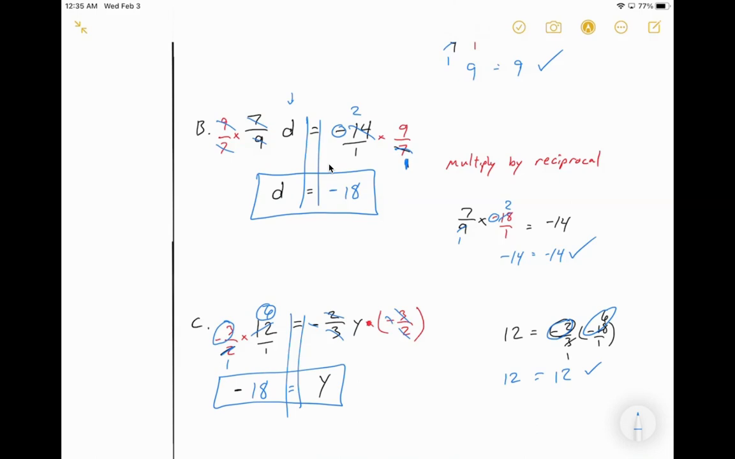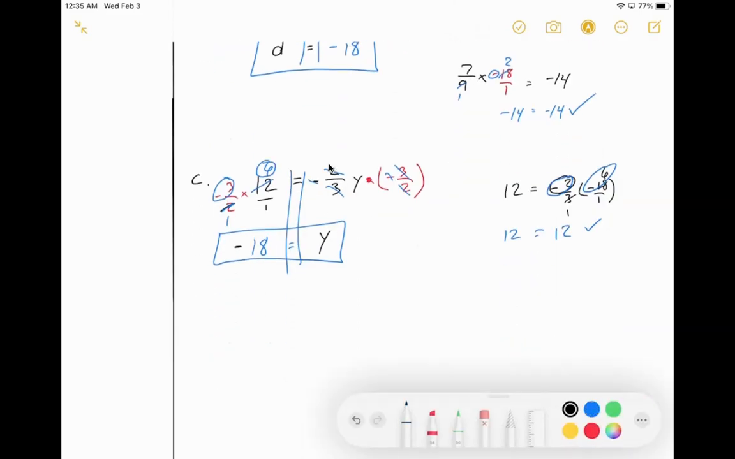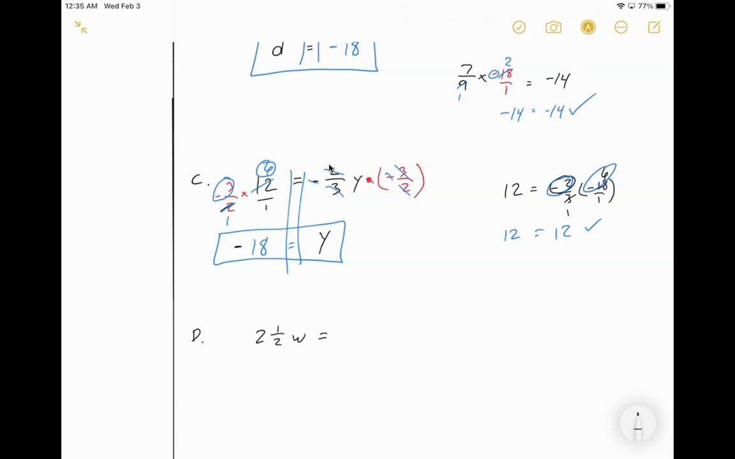So I know it's a little bit hard to see with the original problem, but again, all you're doing is multiplying by the reciprocal. Let's say you had a problem that looks like this. Let's say we had 2 1/2 w is equal to 5/6.